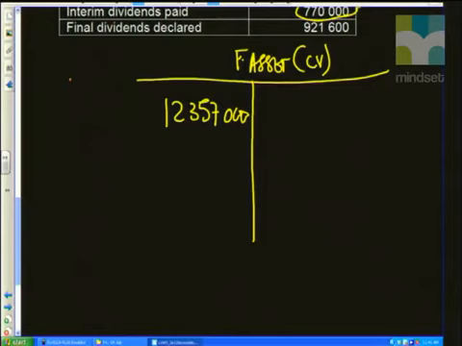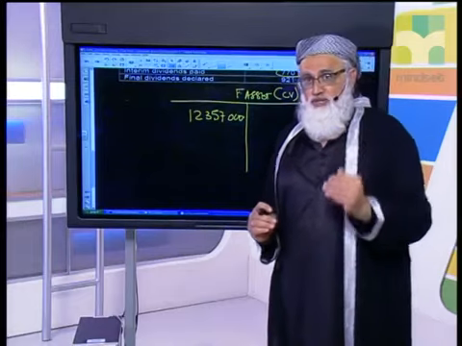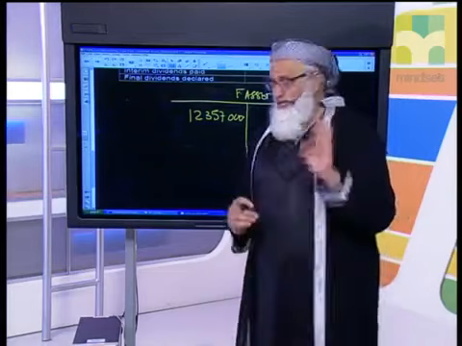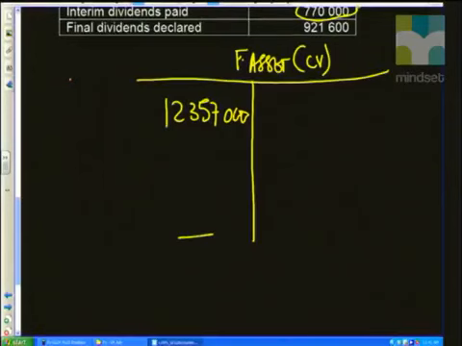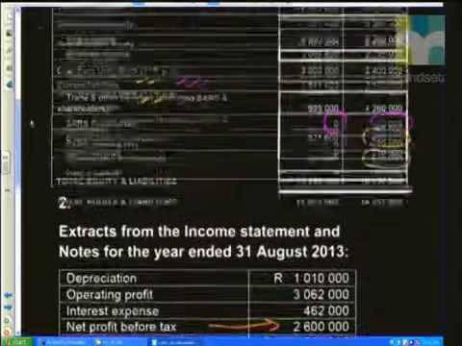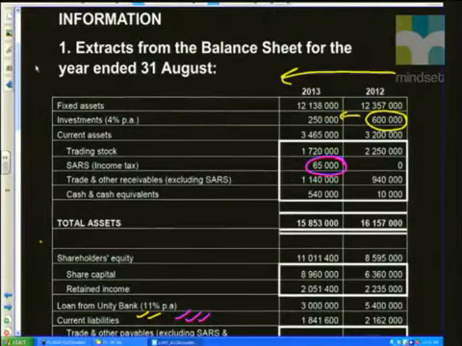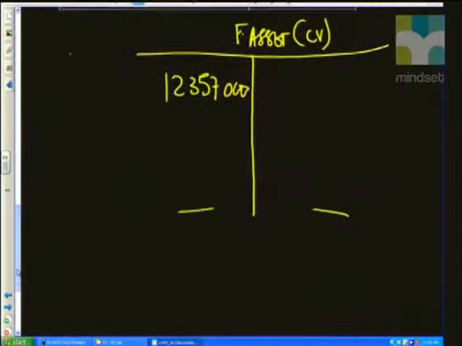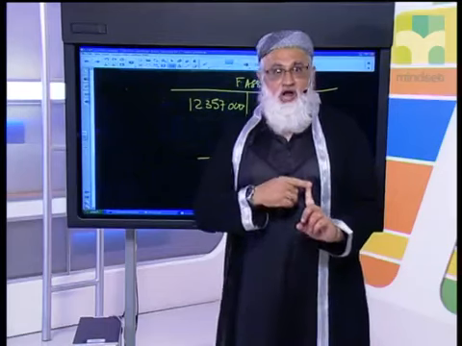What did we say about cash flow, guys? To recall, remember, it's about procedure. Where do I put what? I've got my opening balance. Step number two, my closing balance. What is my closing balance for my fixed asset? 12,138,000. Here it is. So therefore, 12,138,000 is my closing balance. So I've slotted in my opening balance and I've slotted in my closing balance.